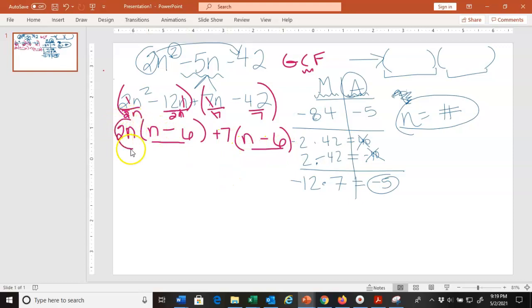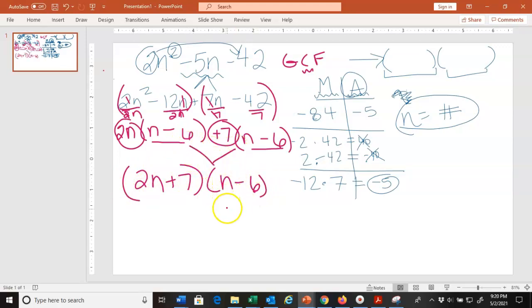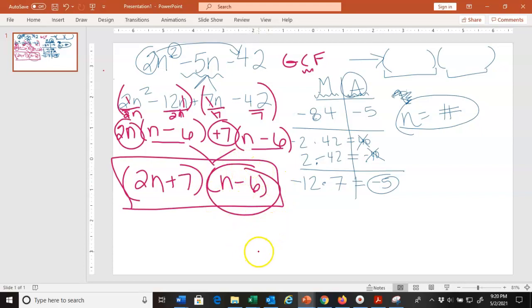So we'll write our final answer, 2n plus 7 times n minus 6. You just write these in one spot. And this is our factored form. These are the factors. 2n plus 7 is one factor, and n minus 6 is another factor. So be really careful when you're looking at those answer choices in that multiple choice question. N minus 6 is your answer.